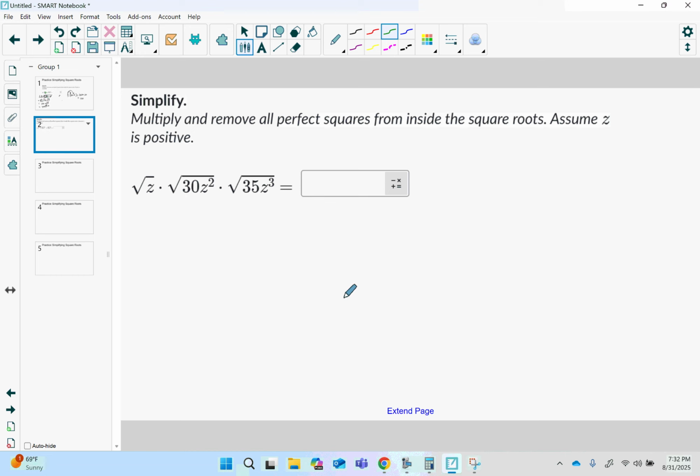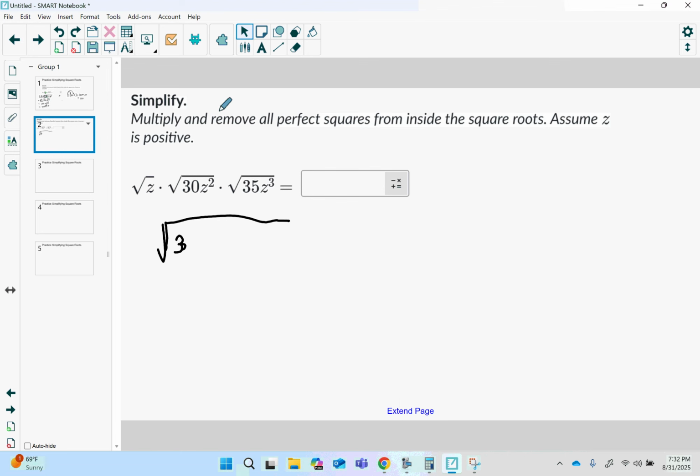Okay, so here, multiply and remove all perfect squares from inside the square root. So we're doing the same thing again. So I'm going to rearrange some things. All of these are square roots, so all of them can be combined into one big square root. So I'm going to just strategically write down all the things underneath this one single square root, all the radicands.